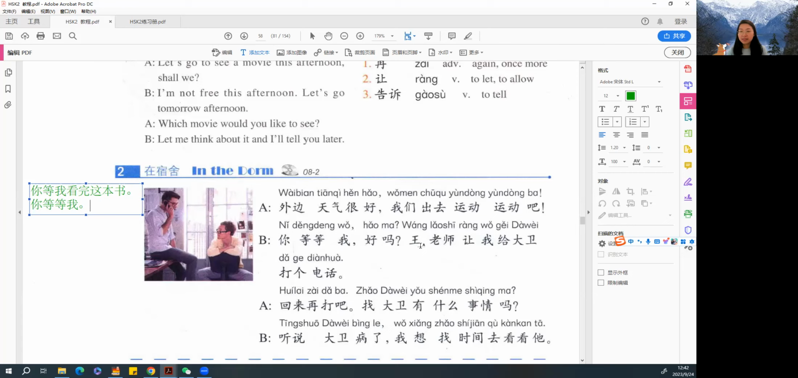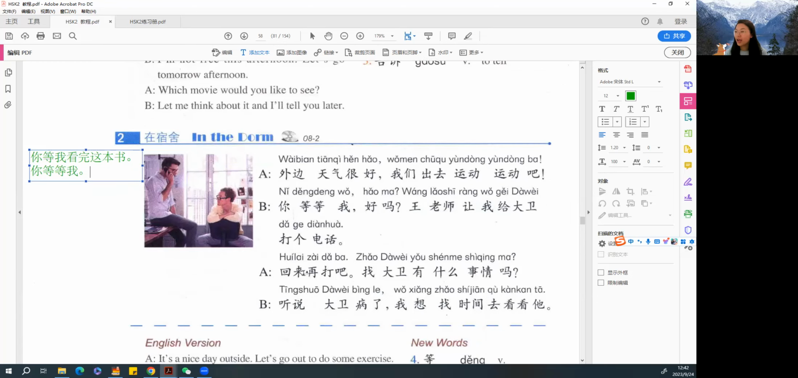So here is Mr. Wang asked me to give Davy a call. 打个电话. 个, sure, we can ignore 个 here, but it's give a call. Here we have a measure word. We use 个: 一个电话, 两个电话, 三个电话. We use 个 as a measure word to represent a call, 2 calls, 3 calls. And then A is a bit annoyed, saying 回来再打吧. 回来 means come back.